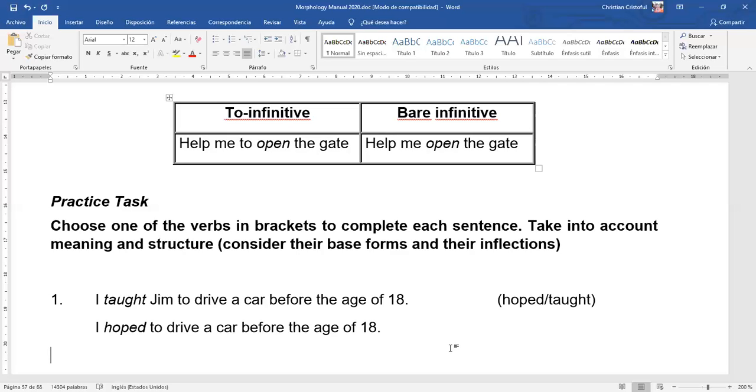But with the word hope, you need the to thing. I hoped to drive a car. You cannot say, I hoped drive. In Spanish, we need the preposition de. We say, yo tengo la esperanza de. Tener la esperanza de is, in English, to hope. To hope to do something. In this case, to hope to drive a car.